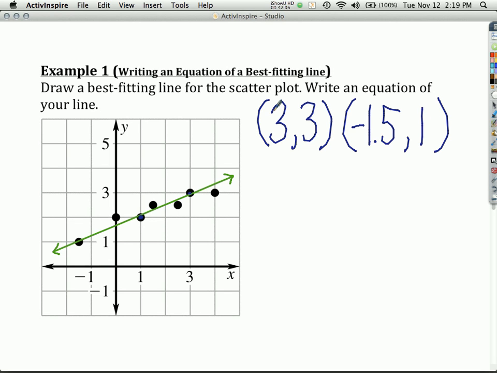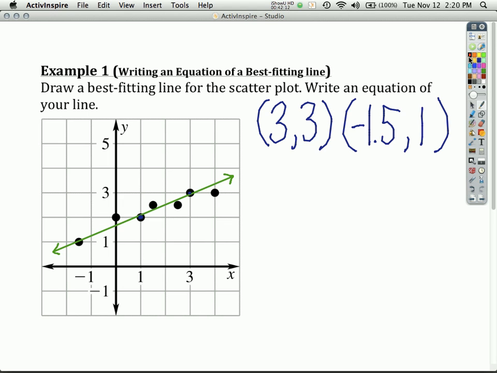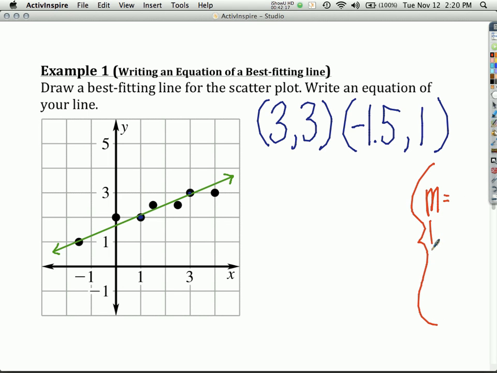Okay, so now we have 2 points. Now we can write an equation of the line. We're going to use slope-intercept form. And so, we need our slope. We need our y-intercept, and then we can write our equation of a line.